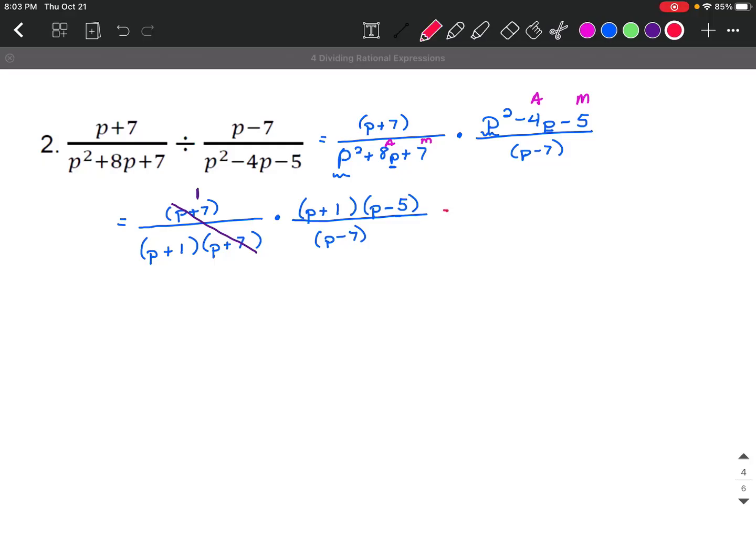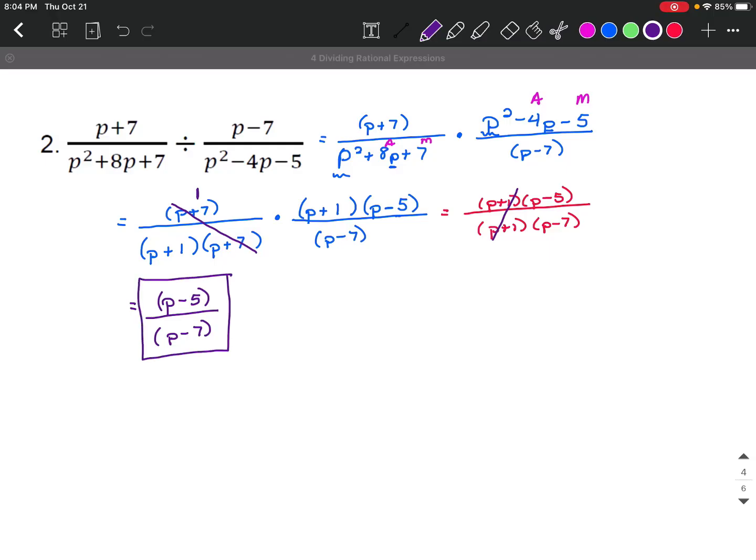All right, next step. Multiply everything in the top. 1 times p plus 1 times p minus 5, all over. Now multiply everything that's left in the bottom. P plus 1 times p minus 7. Look for an exact match. The p plus 1's go away. The only thing left in the top, p minus 5. The only thing left in the bottom, p minus 7. And there we go. It's done.